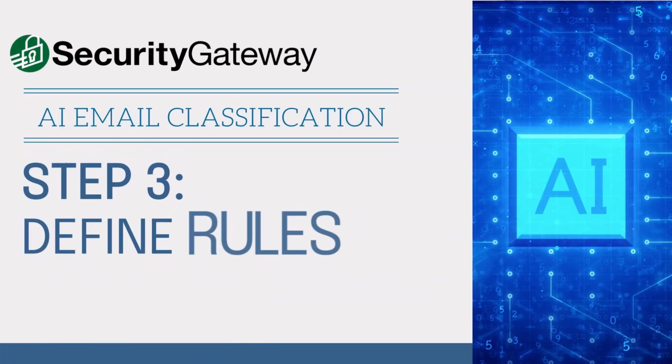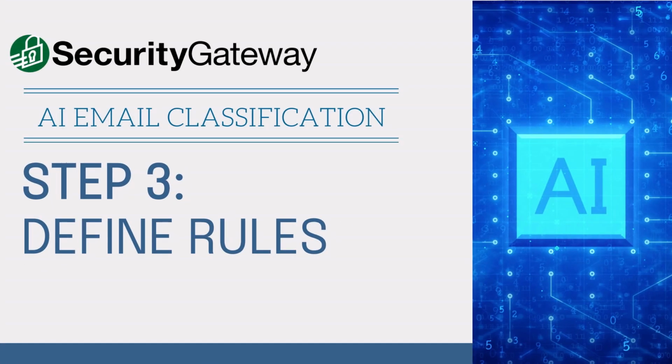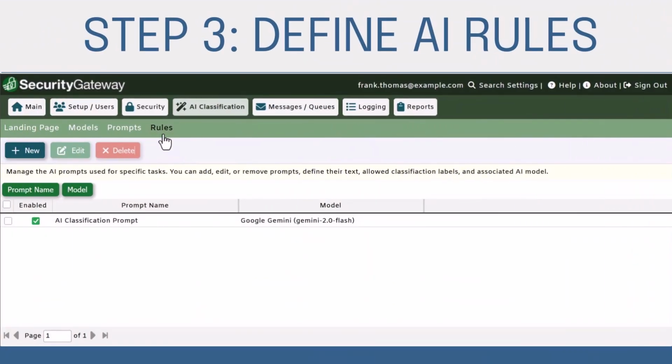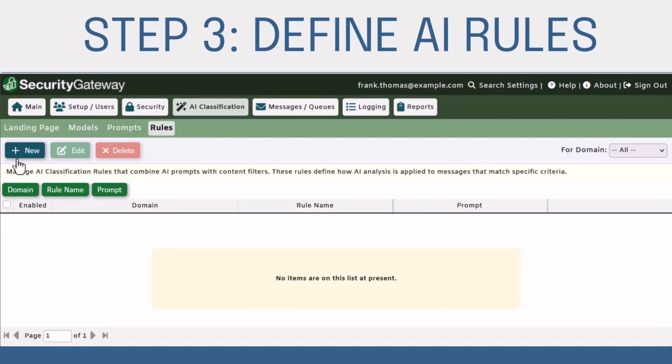Now that we've defined our models and prompts, the next step is to define rules to specify which email messages you'd like to analyze and what actions you'd like to take, such as quarantine or reject, based on the results of the email classification process. Click on the Rules menu, then click this button to create a new rule.